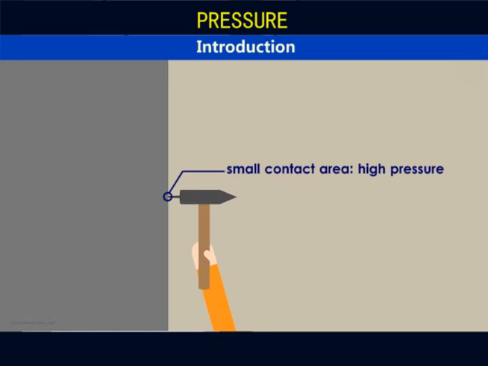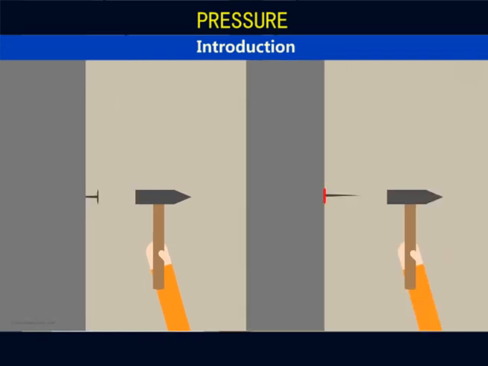Imagine if we tried driving the nail through the blunt end. We will need to hit the nail with so much force to drive it in, and I doubt if we will ever be able to do that. And that is because the area of contact between the nail and the wood is large, which reduces the pressure between the two.